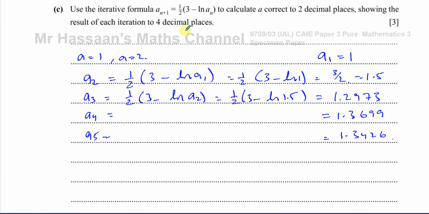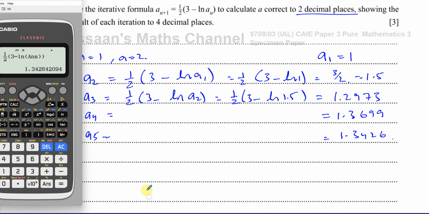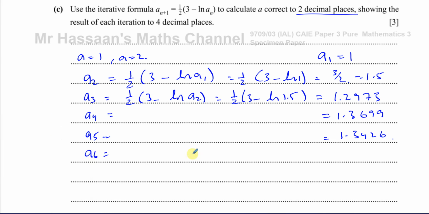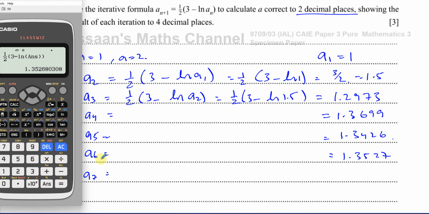1.3426. So we want to go until we've got the answer correct to 2 decimal places. It looks like the first decimal place seems to be sorted out as 1.3 something. Let's see what it becomes. Press equals again to find A6. It's 1.3527. So A6 equals 1.3527. Okay, so it's settling down to 1.3 something maybe. Let's have a look. Equals again.